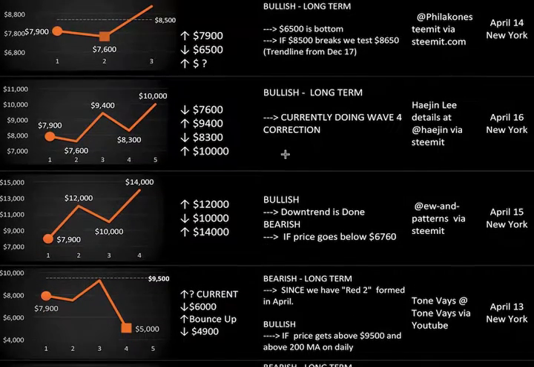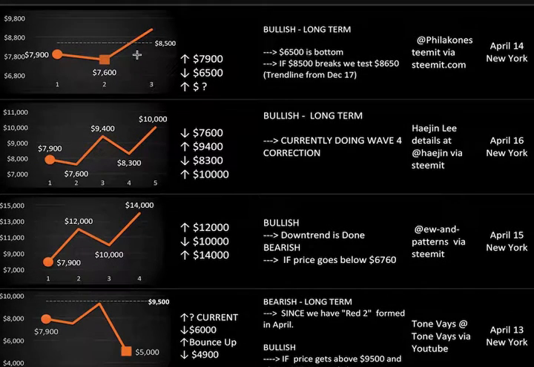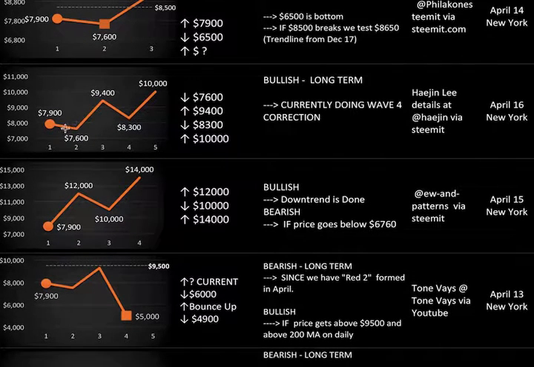Let's go to the next one, Heijin Lee. Heijin believes that we're currently retracing, and from the retracement, he has a range. I put 7,600. From 7,600, we would be going up towards the 9,400 range. From there, going back down for another retracement, and back up to finish an Elliott wave count. So that's a little bit of a longer term projection than Philicone's. Philicone's is shorter. So this is Heijin's projection pathway.